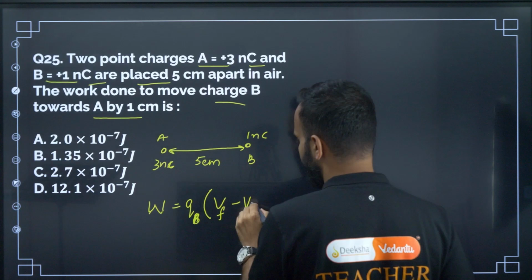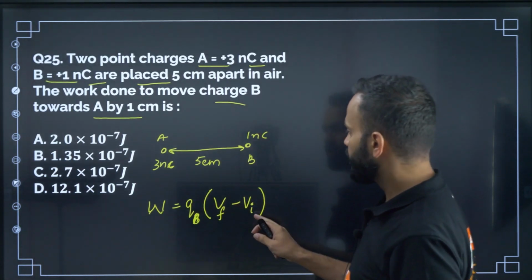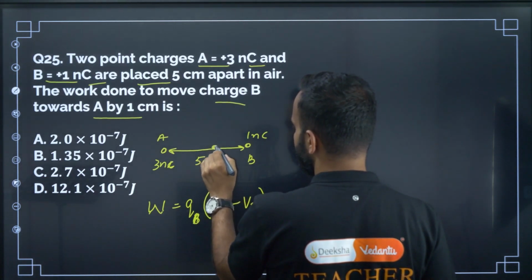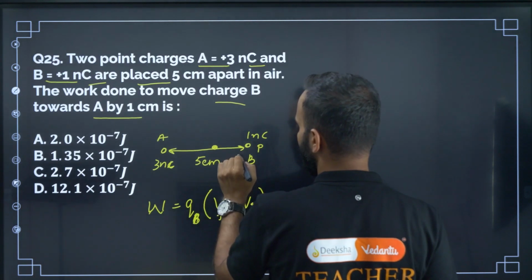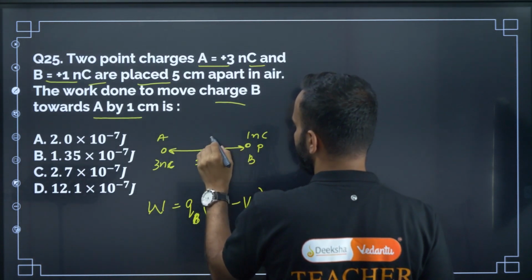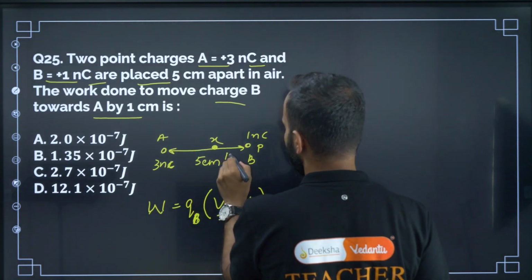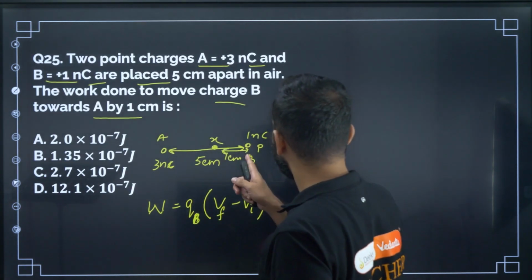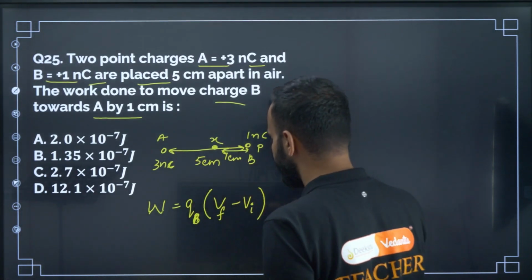VF minus VI. Let us find the potential difference. What is the final potential? The final potential is at this point. Let's say this is point P, and here this will be point X. What is the difference between point P and X? 1 centimeter. That is the charge 1 nanocoulomb moved towards A by 1 centimeter.